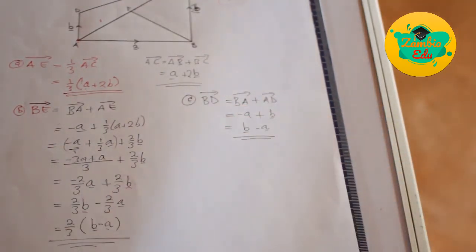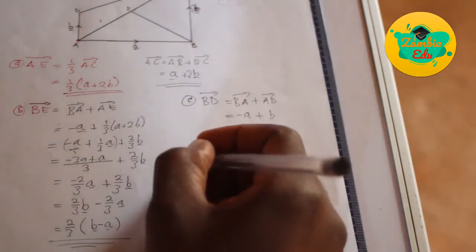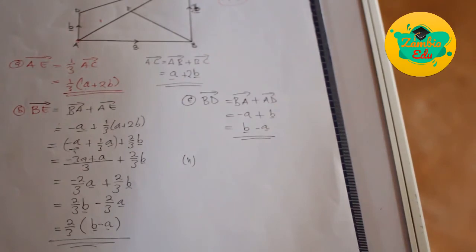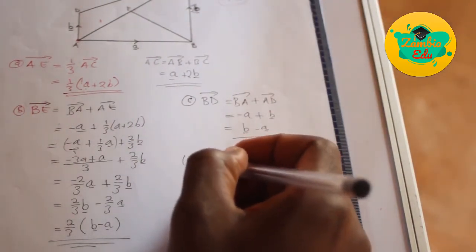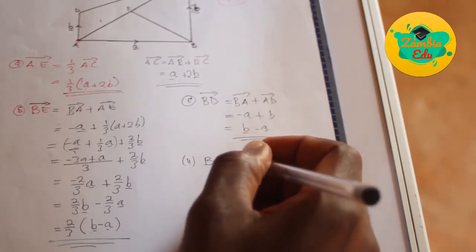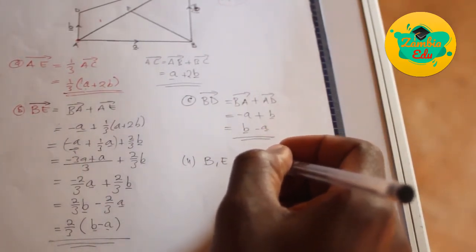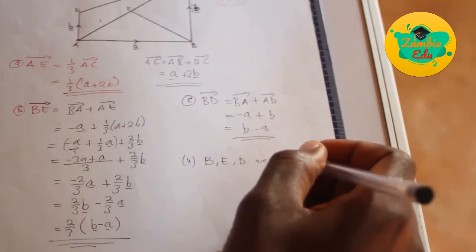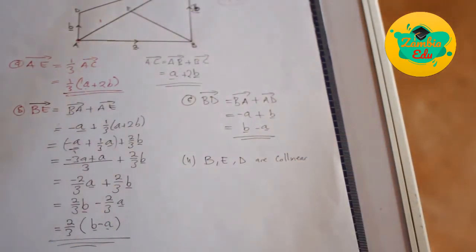So BD is literally equal to B minus A. That's our value. Part 2. We've answered the first part of the question. Now let's go to the second part of our question. The second part of our question says, hence or otherwise show that B, E, D are collinear. Show that points B, E, D are collinear. So how do we do that?